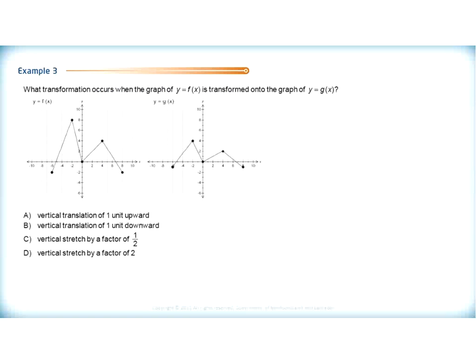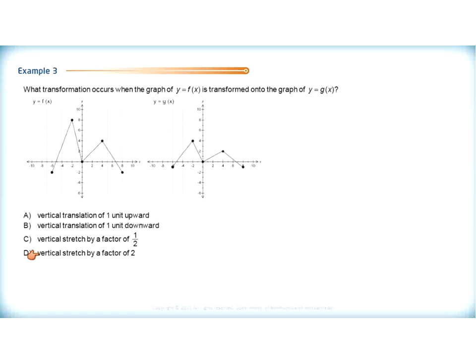Let's have a look at a couple of multiple choice relating to this topic. What transformations occur when the graph of y equals f of x is transformed onto the graph of y equals g of x? Here's the original function. Here's the new function. What type of transformation has occurred? Do we have a vertical translation of 1 unit up, a vertical translation of 1 unit down, a vertical stretch of 1/2, or a vertical stretch of 2?